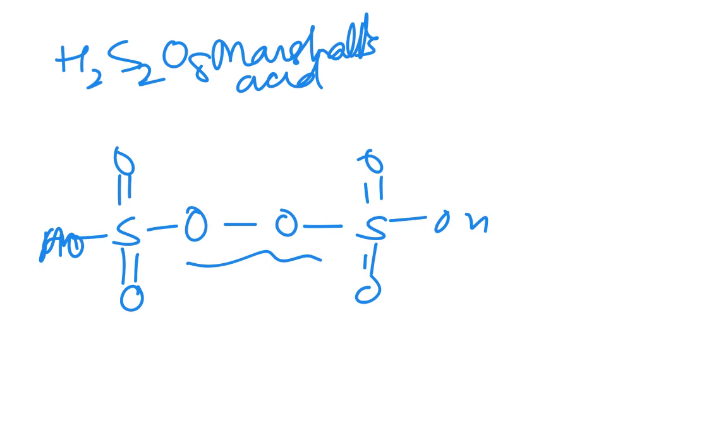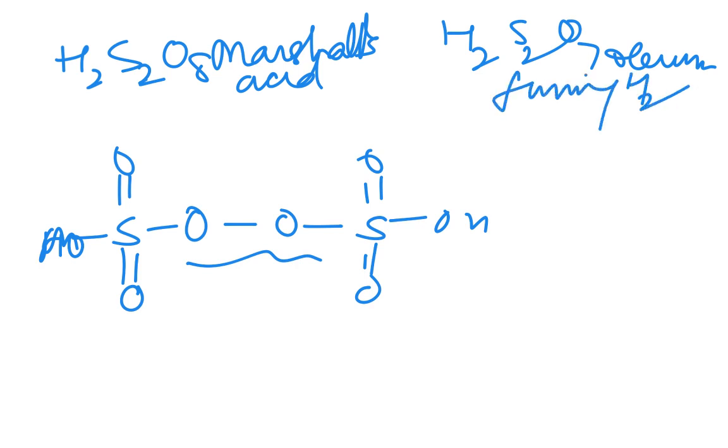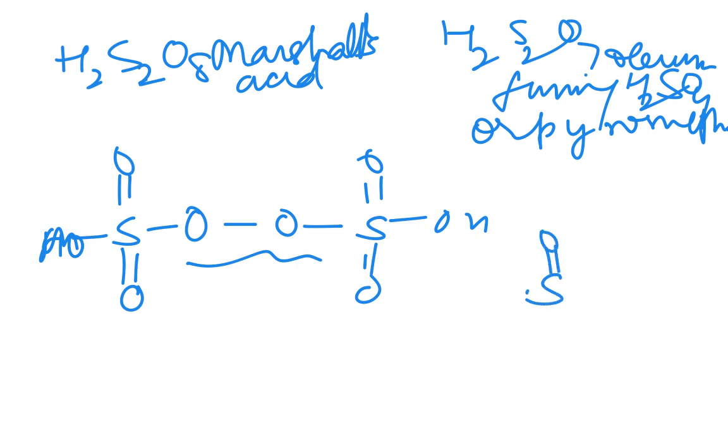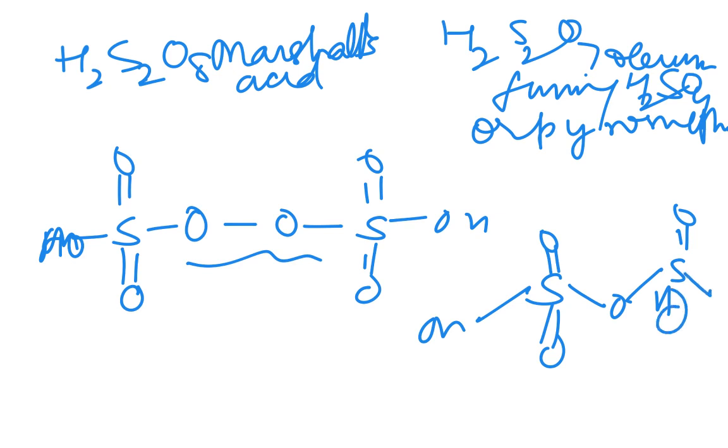Next, H2S2O7, oleum. It is nothing but fuming sulfuric acid. From this only you get 2 molecules of sulfuric acid, or it is also known as pyrosulfuric acid. So the structure is like this. There is no peroxy bond here. 2 molecules of sulfuric acid, you can just join it with one oxygen. OH, double bond O, then O, then double bond O, double bond O, OH.